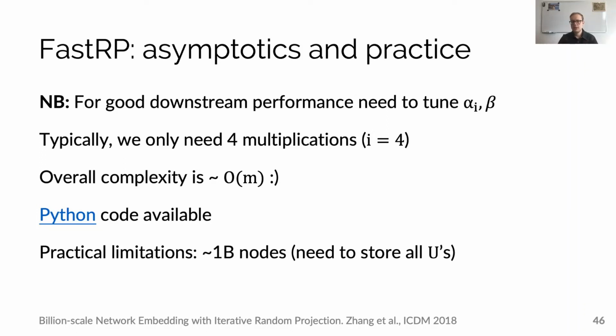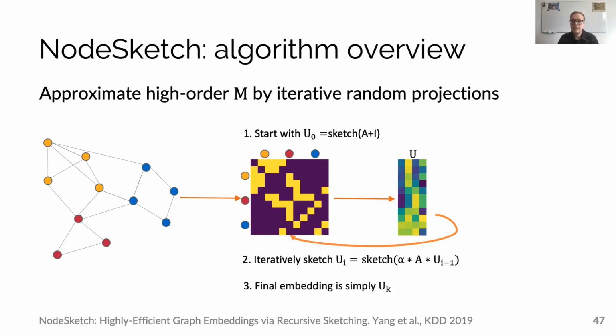And because you need to store all UIs, it's again approximately 1 billion nodes on a good server machine with, let's say, 1 terabyte of RAM. So the next method, and this is the last one, so we passed through 9 methods already, is NodeSketch.